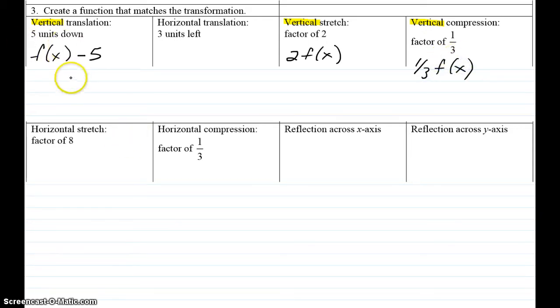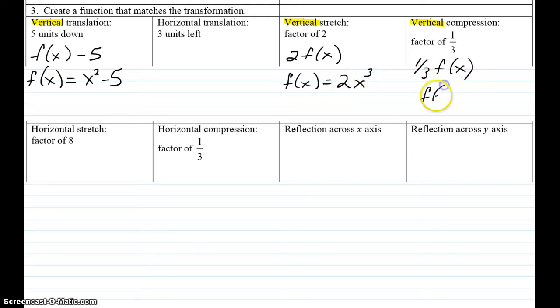So now let's actually make a function instead of saying f of x. I could just say f of x equals x squared minus 5. f of x is equal to 2 times x cubed. f of x equals 1/3 of x to the 4th.